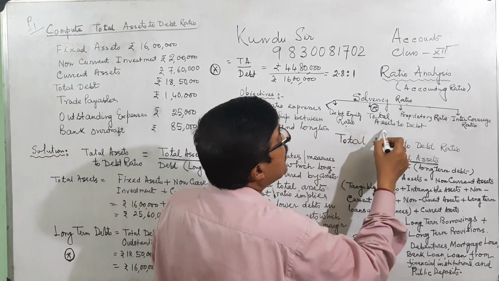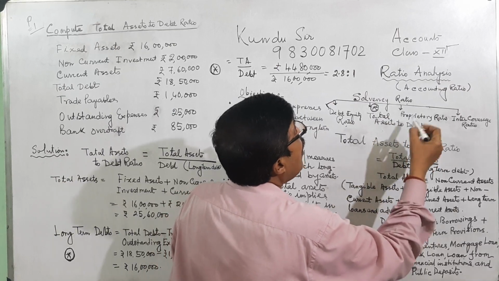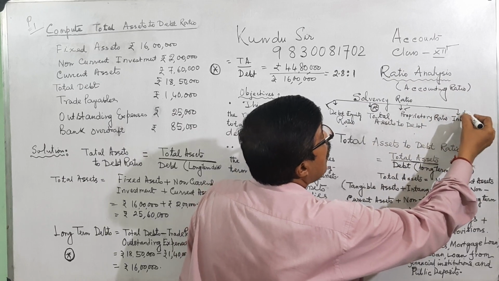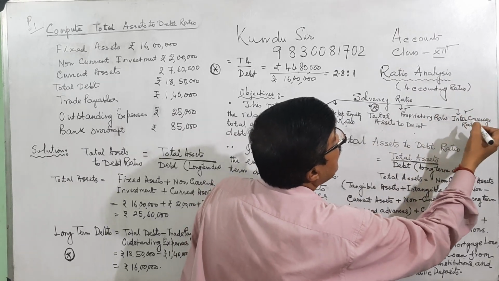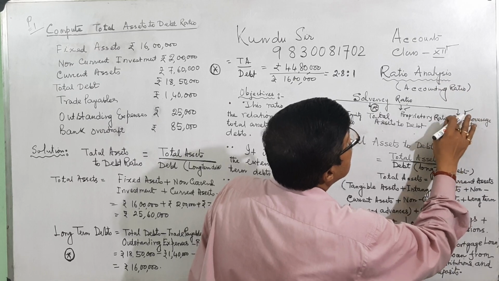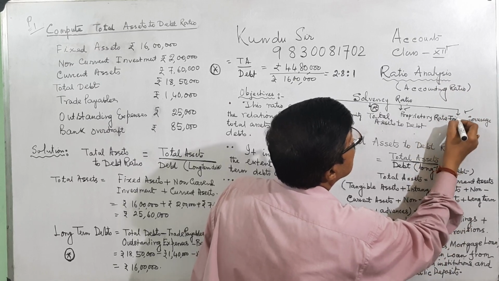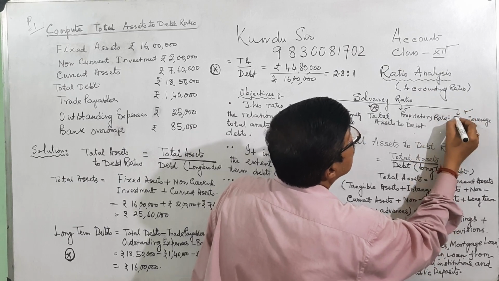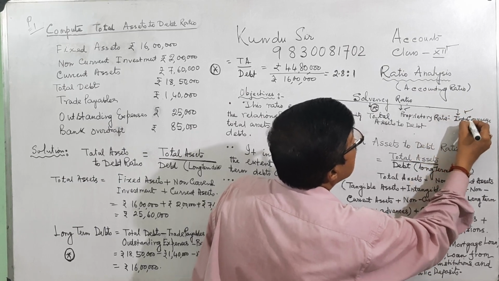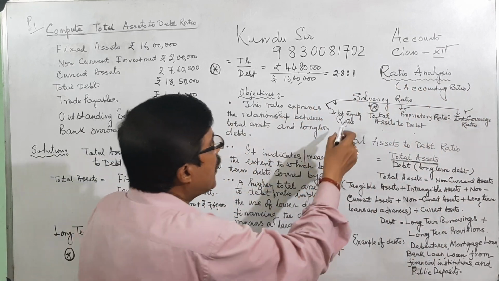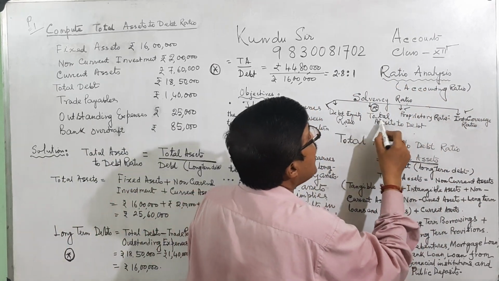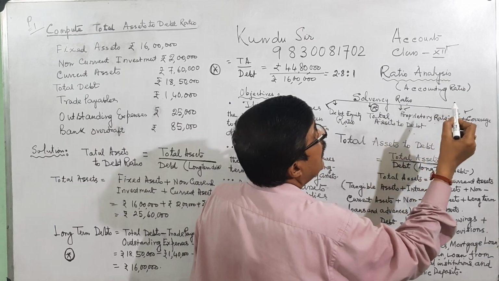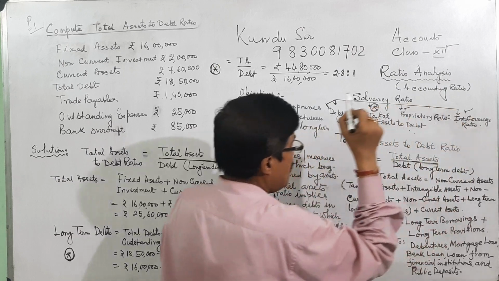Next is total asset to debt ratio. Third is proprietary ratio. Fourth is interest coverage ratio. So the solvency ratios are: debt equity ratio, total asset to debt ratio, proprietary ratio, and interest coverage ratio.